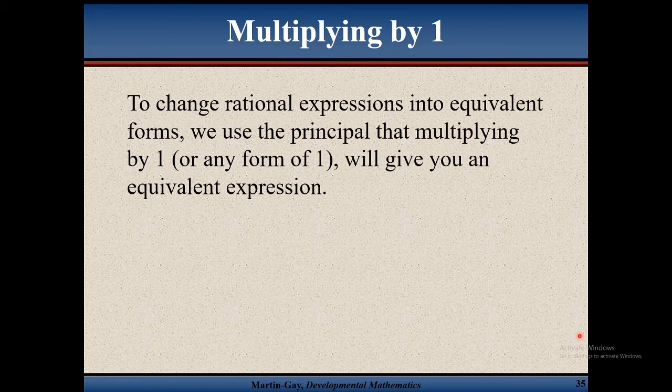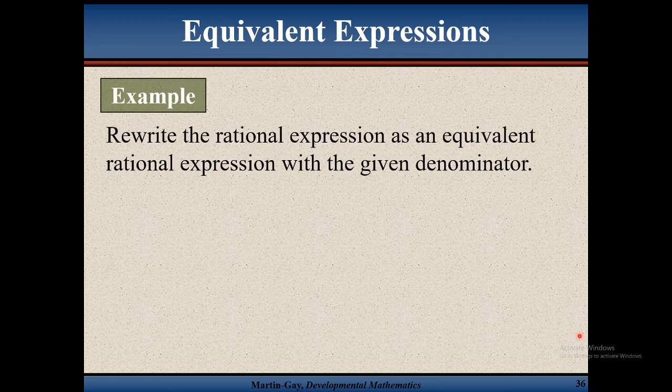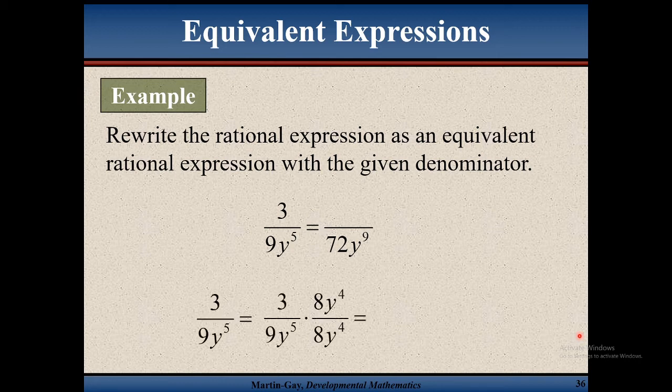To change rational expressions into equivalent forms, use the principle that multiplying by 1, or any form of 1, will give you an equivalent expression. Example, rewrite the rational expression as an equivalent rational expression with a given denominator: 3 over 9y to the power of 5. How are we going to do that? Simply multiply 3 over 9y to the power of 5 by 8y to the 4 over 8y to the 4. Why did we multiply it by this? Because this is equivalent to 1, making our answer the same. Therefore, our answer would be 24y to the 4 over 72y to the 9.